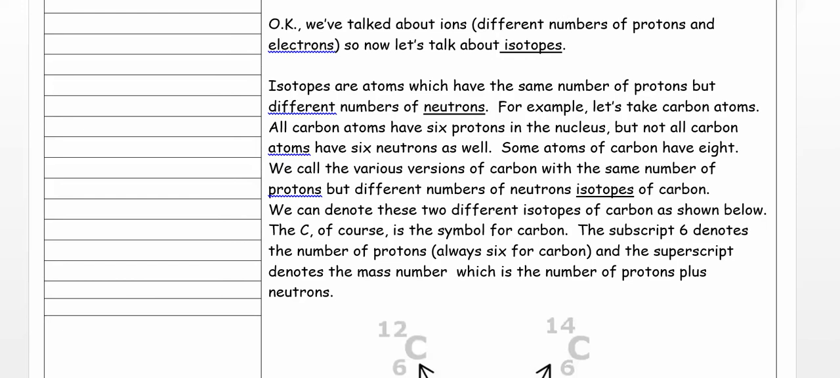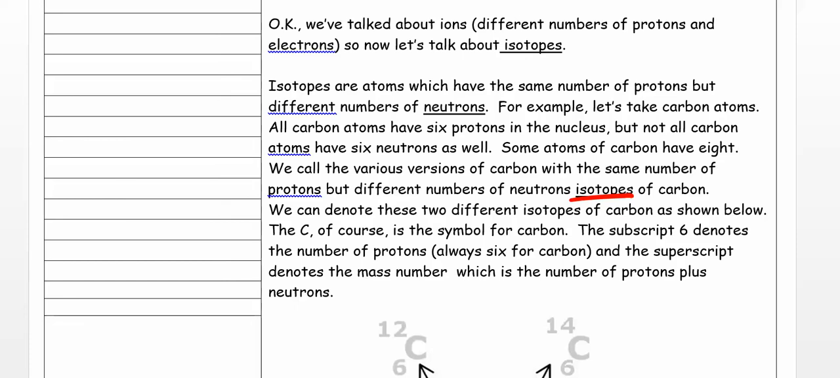Okay, so we've talked about ions that have different numbers of protons and electrons. So now let's talk about isotopes. Isotopes are atoms which have the same number of protons but different numbers of neutrons. For example, let's take carbon atoms. All carbon atoms have 6 protons in the nucleus, but not all carbon atoms have 6 neutrons as well. Some atoms of carbon have 8. We'll call the various versions of carbon with the same number of protons but different numbers of neutrons isotopes of carbon, right? We can denote these 2 different isotopes of carbon as shown below.